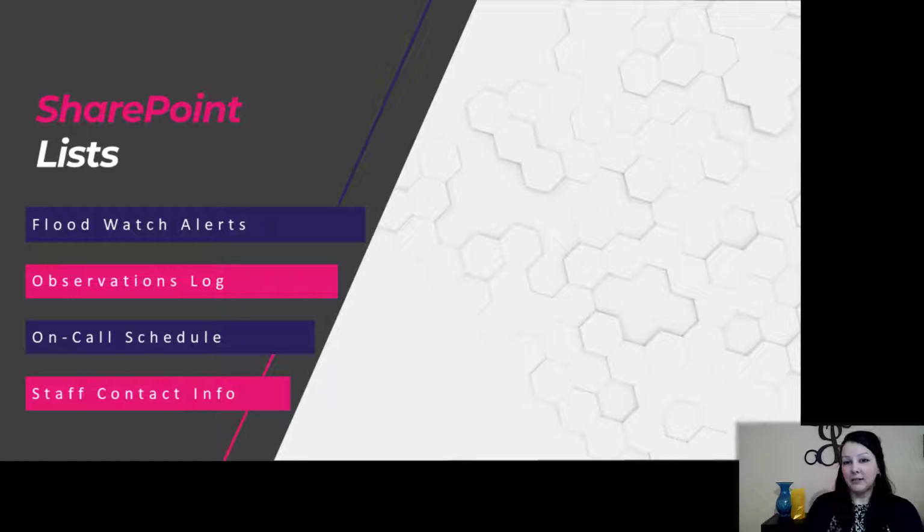Like every data-centric project, this one started with defining the data schema, building a SharePoint site for the team to collaborate, and finally building the SharePoint list that all of our data would be stored in. So switching over to SharePoint now, I'll show the layout of the project page and cover each of the 4 lists: watch alerts, observations, contact info, and the on-call schedule.